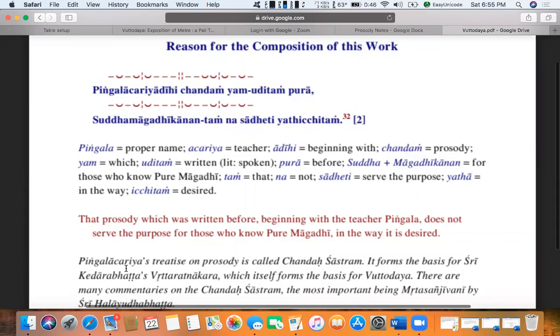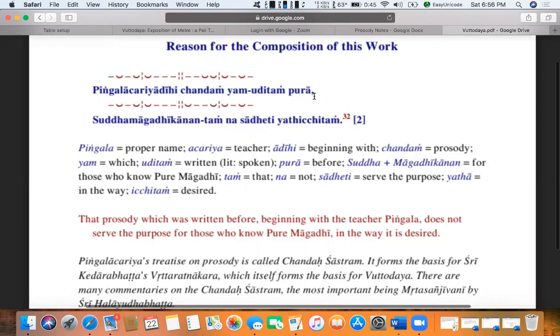So that means before the composition of this Vuttodaya book, there were some prosody books, like those done by Pingala Acharya and others. There was a teacher called Pingala, so Pingala Acharya means the teacher called Pingala. Chandang, chanda means prosody, the Pali and Sanskrit word for prosody. Yang uditang pura. Pura, in ancient times, there was prosody written by teachers like Pingala. Pingala is the first one to actually compose a prosody.